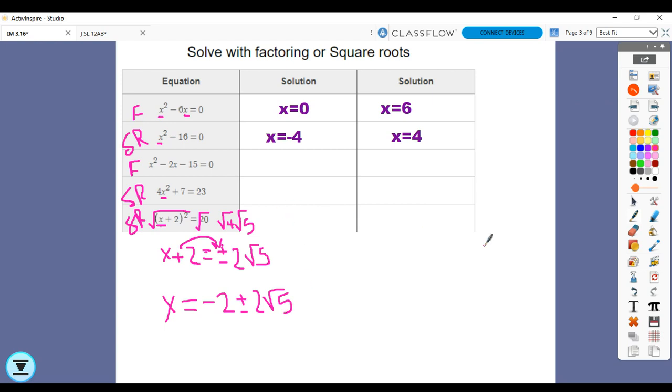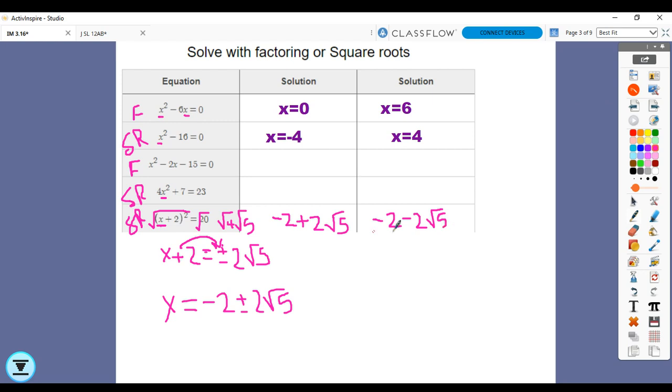So this first answer is going to be -2 plus 2 square roots of 5. And then the second answer is -2 minus 2 square roots of 5.